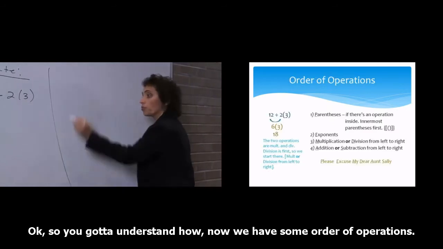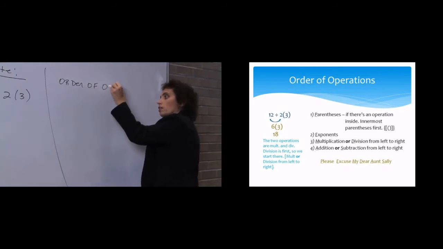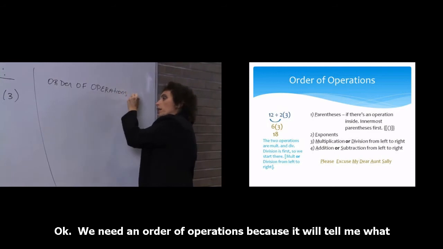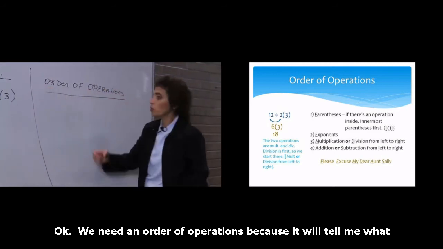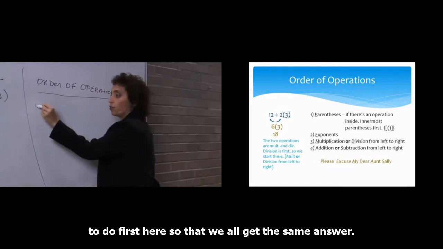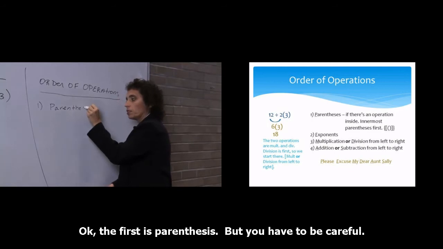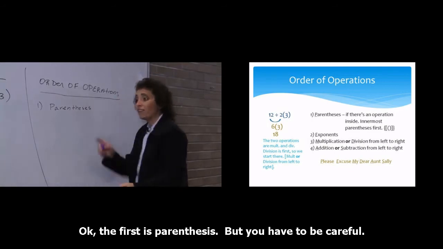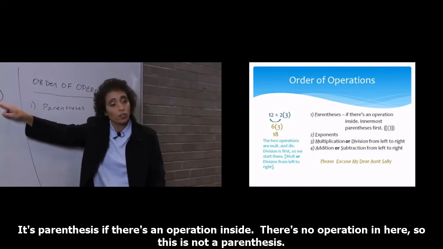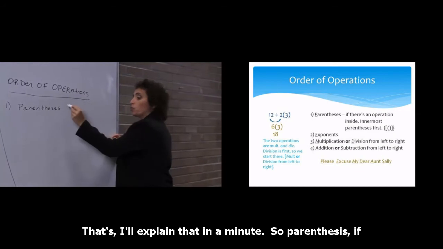Now we have some order of operations. We need an order of operations because it'll tell me what to do first here so that we all get the same answer. The first step is parentheses. But you have to be careful. It's parentheses if there's an operation inside. There's no operation in here, so this is not a parentheses. I'll explain that in a minute.